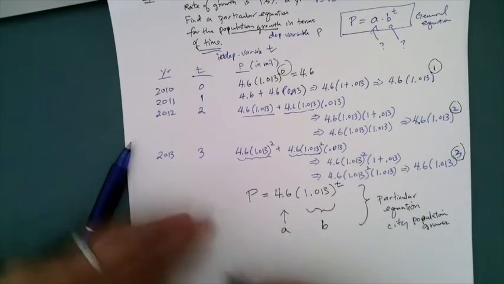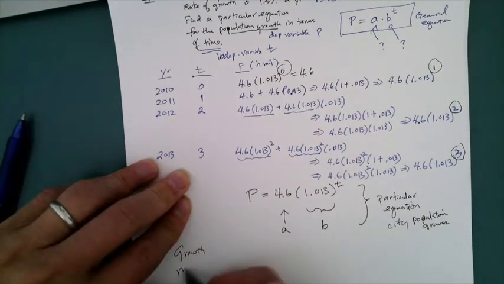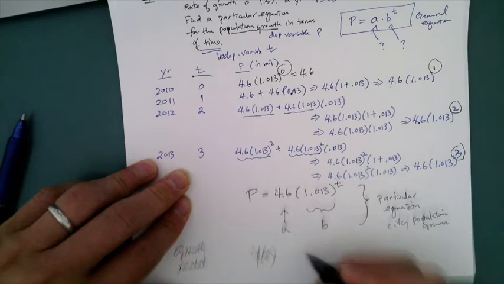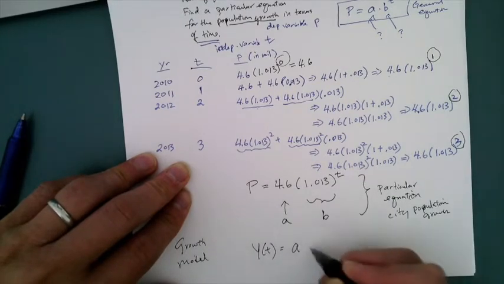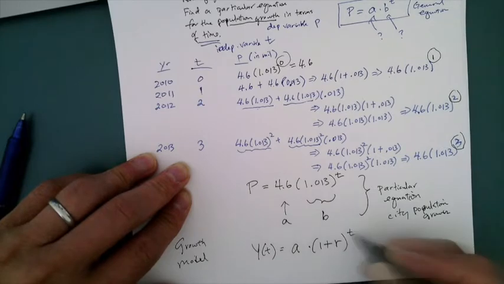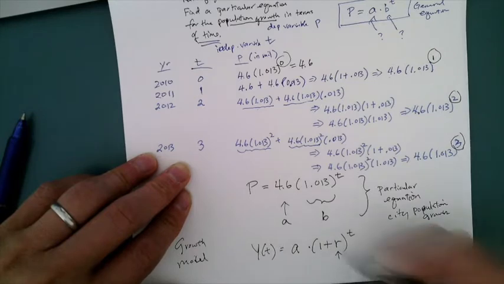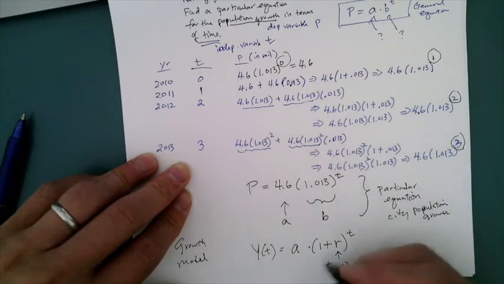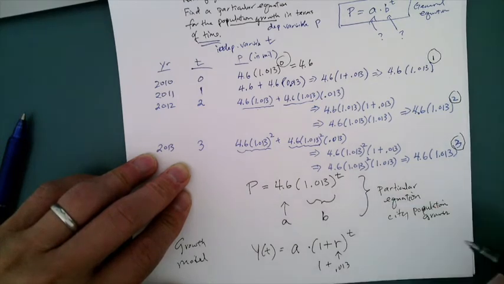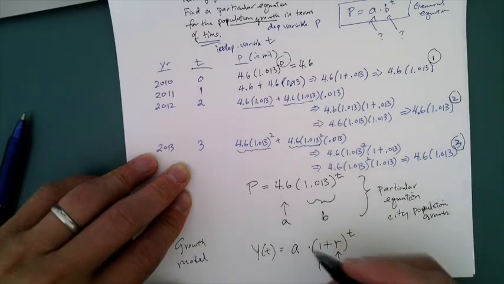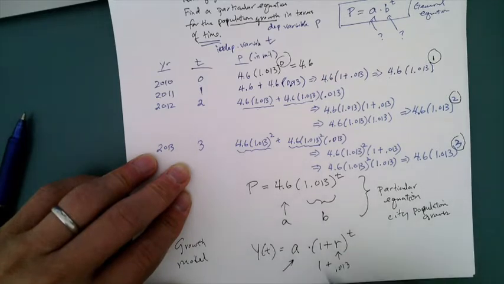Now take a look at this. When you match up with a growth model, wasn't it earlier says y of t is equal to a times 1 plus r to the t power? Hey, that makes sense because you got rate of change is 0.013, and 1 plus 0.013 is indeed 1.013. Now A in this case turns out to be 4.6 million people in 2010, and is in this particular case our initial condition.